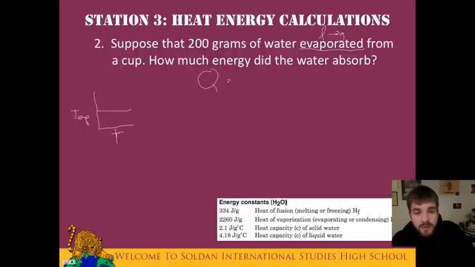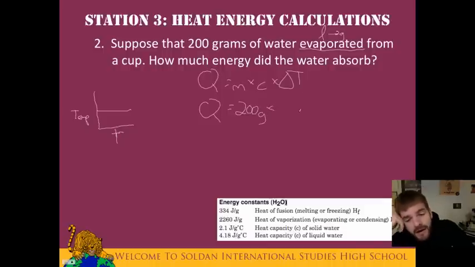Again, Q equals M times C times delta T. 200 grams. All right, we're evaporating here. Am I liquid? No, I'm not liquid because I'm evaporating. Am I solid? No, I'm not. Am I melting or freezing? No, I'm not melting or freezing. Oh, look, there it is. I'm evaporating. So I'm going to use the constant 2,260 joules per gram times delta T.